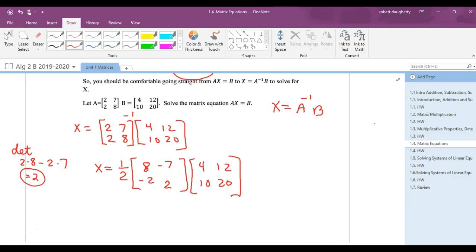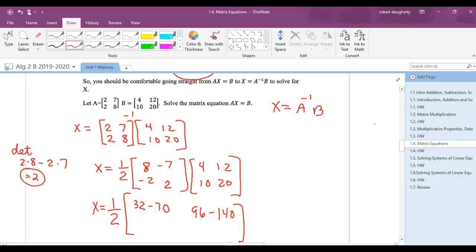So x is going to be equal to 1/2. And then let's go ahead and do the multiplication. 8 times 4 is 32. -7 times 10 is -70. Okay? Let's go first row, second column. 8 times 12 is what? 96. 7 times 20 is 140.